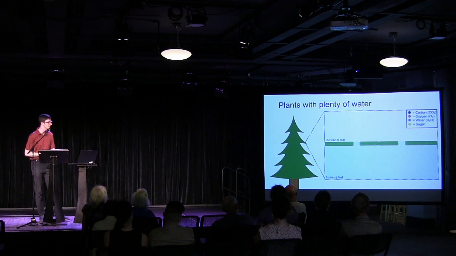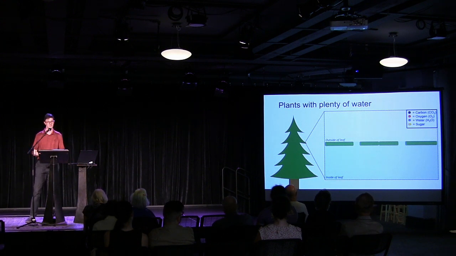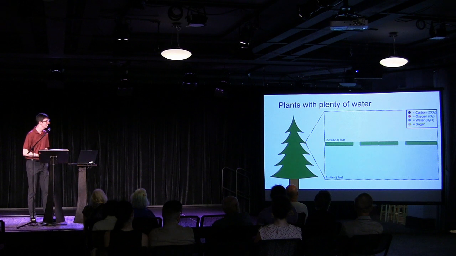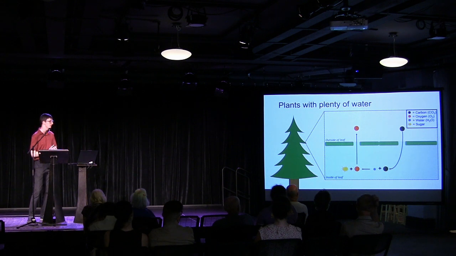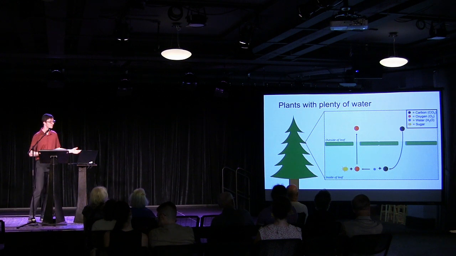We have four characters in this story: carbon in the form of carbon dioxide gas, oxygen in the form of oxygen gas, water, and sugar. What happens under normal conditions is that carbon will enter the leaf, combine with water to make oxygen and sugar. The plant will keep the sugar, that's its food, and the oxygen gets released out into the air for us to breathe. It's a pretty sweet system.